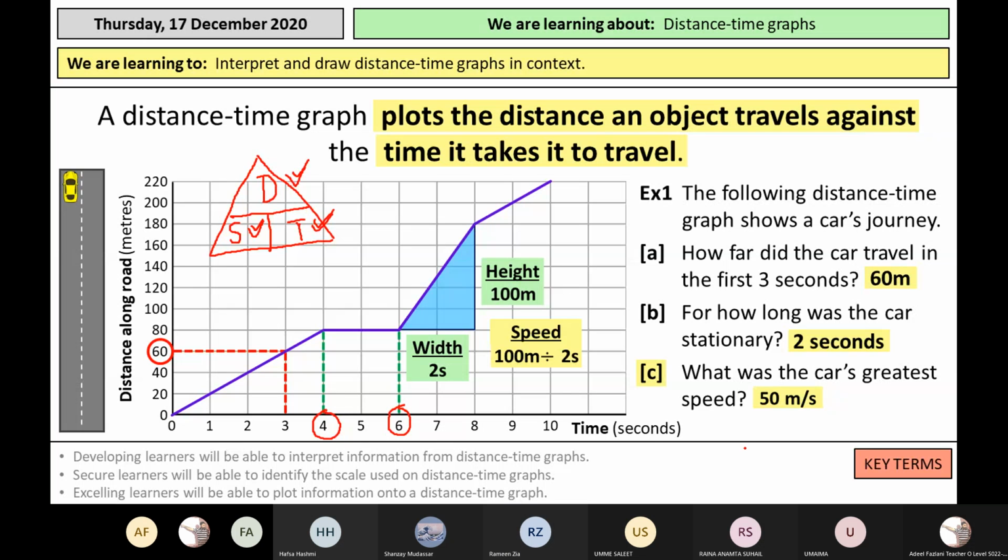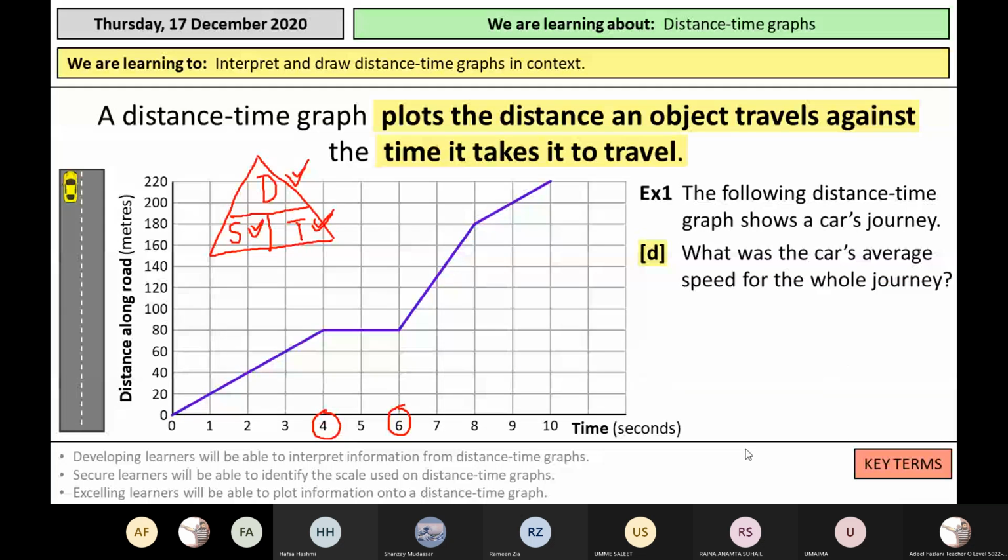All right. Shall I move into the next slide? Yes, sir. What was the car's average speed for the whole journey? This is, in fact, the same slide, but the D part is left. All right. What was the car's average speed for the whole journey?